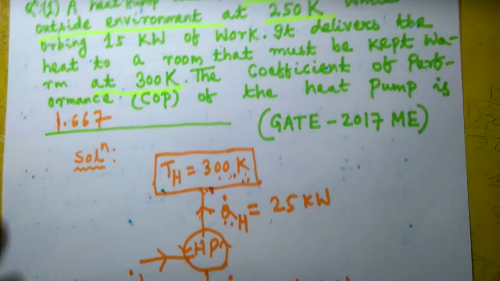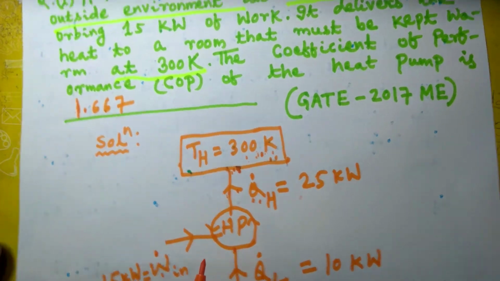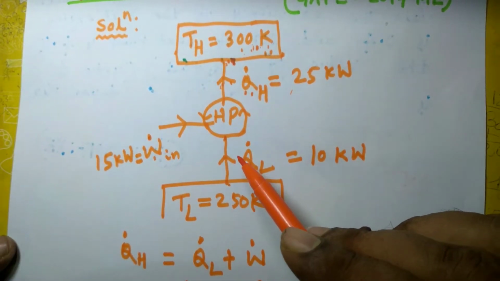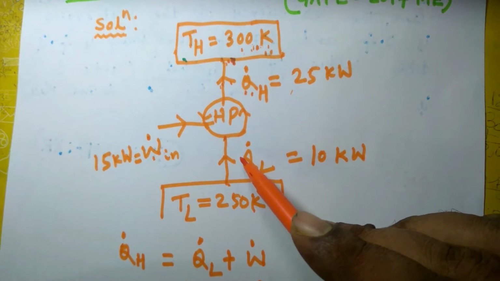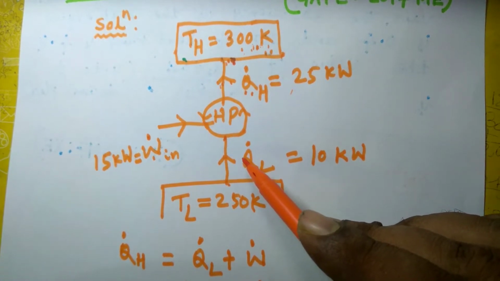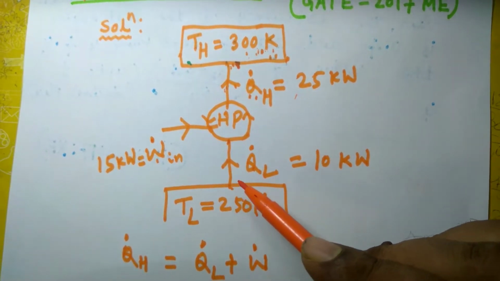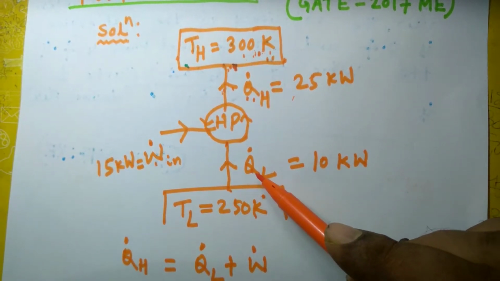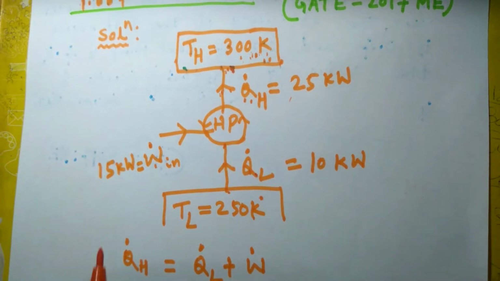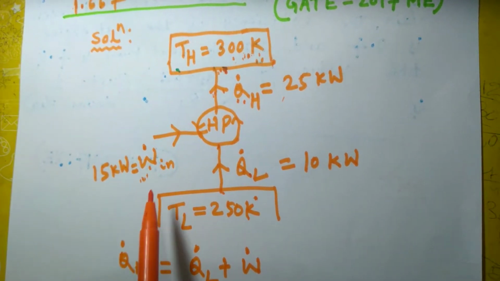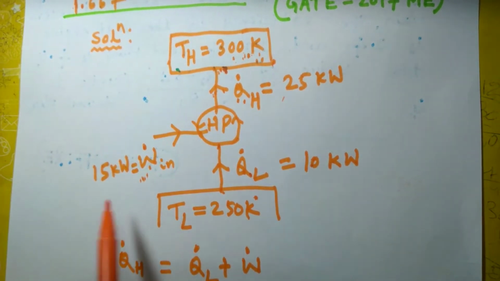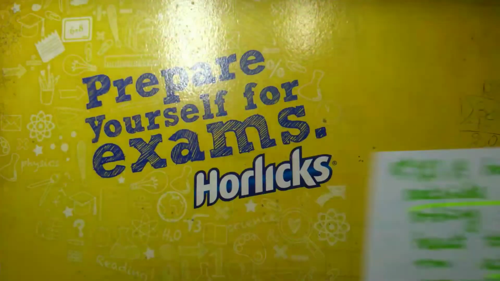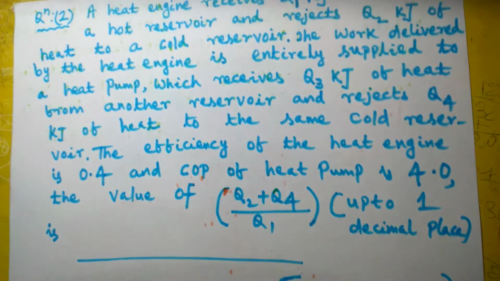1.667. If this was a refrigerator, then its COP would be 0.667, because the COP of a heat pump is always greater than the COP of a refrigerator by 1, and the COP of a refrigerator is the desired effect, Q dot L, divided by W dot. COP would have been 10 divided by 15, that is 0.667.